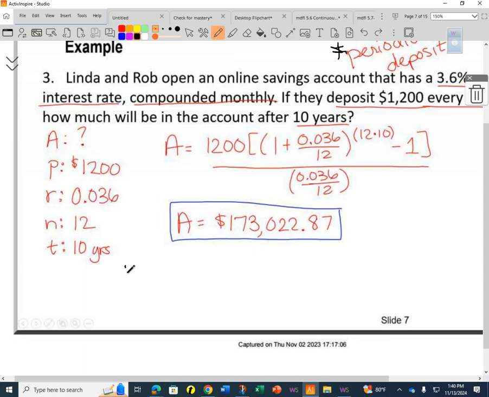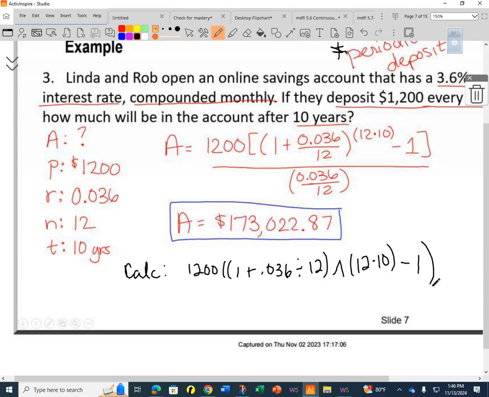Okay. So, for the calculator, 1,200 less parentheses, 1 plus 0.036 divided by, remember the fraction part is divided by 12. And we can close these parentheses and then hit our exponent button. And then we're going to do less parentheses because we're doing this 12 times 10 now. Close your parentheses. Minus 1. Close our parentheses. I think that's what I kept messing up. I kept forgetting to close those.